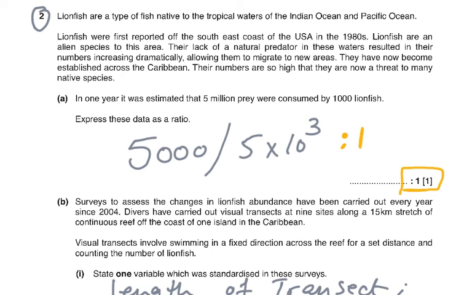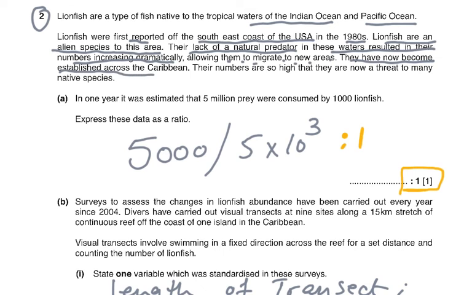The second question was on lionfish, a type of fish native to the tropical waters of the Indian Ocean and Pacific Ocean. Lionfish were first reported off the southeast coast of USA in the 1980s. Lionfish are an alien species to this area. Their lack of a natural predator in these waters resulted in their numbers increasing dramatically, allowing them to migrate to new areas. They have now become established across the Caribbean.